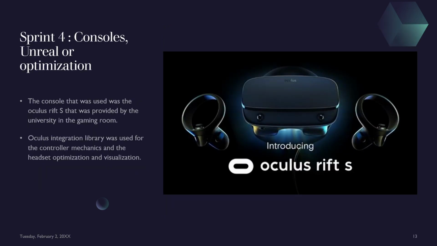Sprint 4, the console and optimization. The console that was used was the Oculus Rift S, provided in the university gaming room. The Oculus integration library was used for the controller mechanics and the headset optimization visualization. It was available in the Unity web store, and we just imported it directly. It took some time to understand how it would work, and we made a bunch of prototypes to see how the movement and camera movement worked, and then finally came to an understanding of how exactly VR works.